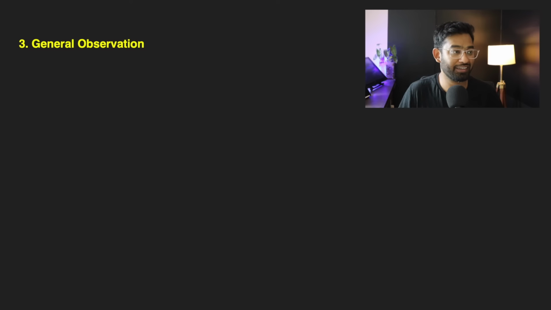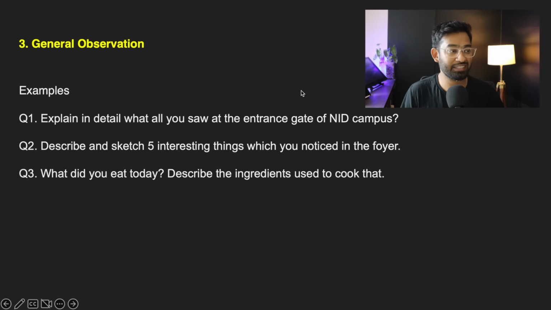Moving to the third category, I have seen these type of questions asked again and again in all types of design exams, and these are very interesting. They are your general observations, and the general observation is not something which you have observed in your college where you are going daily. To understand this question, let's see some of the examples which were asked before.